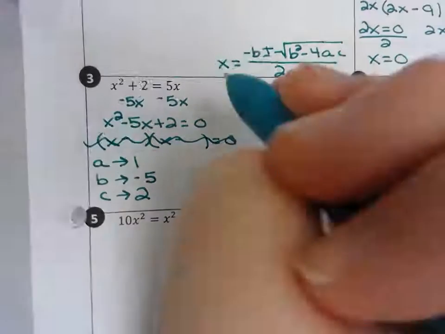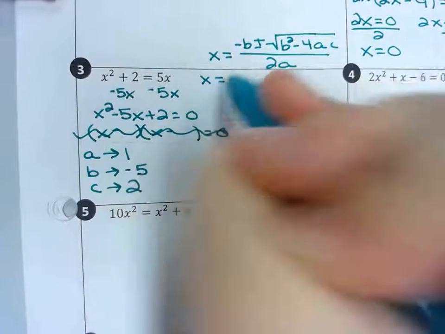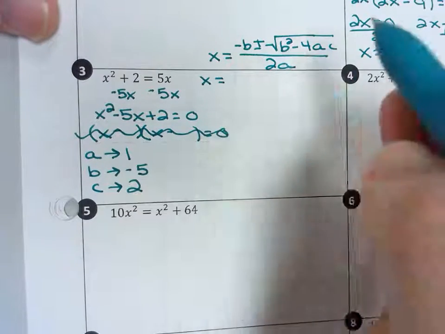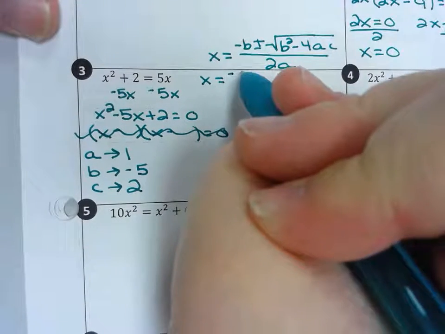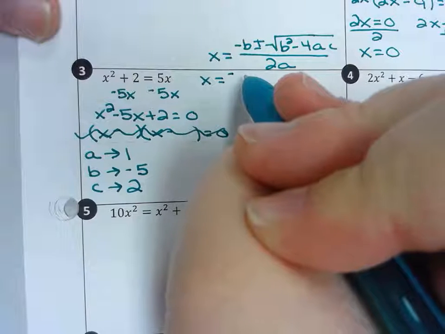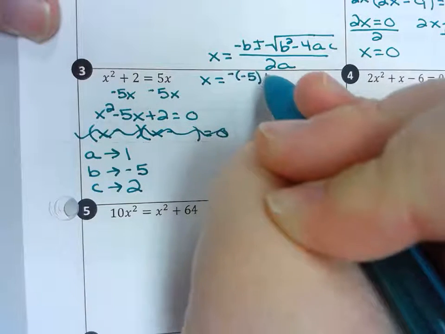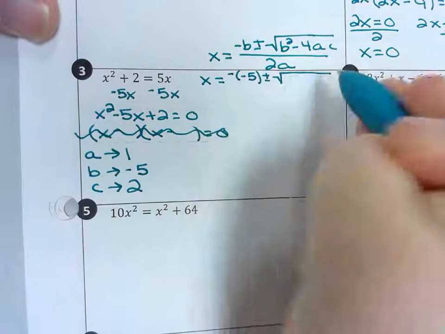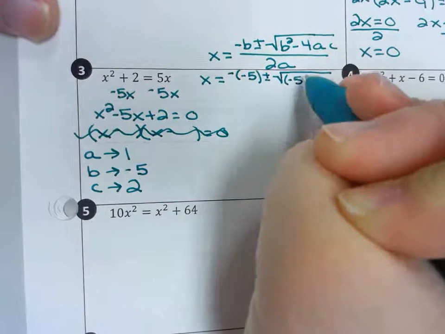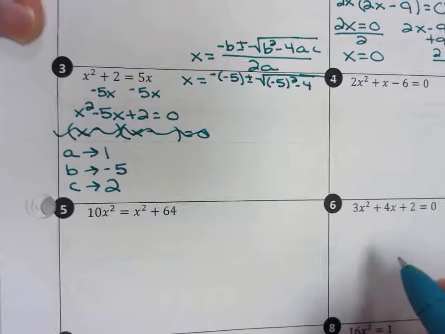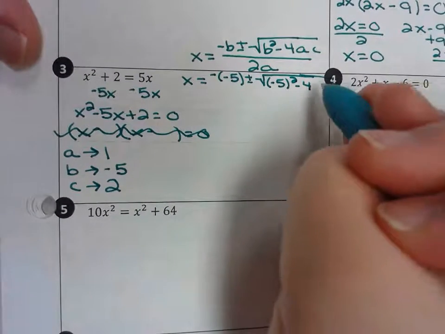Okay, as I start plugging it in, I'm going to have a negative b. What's my b value? Negative 5. So it's negative negative 5 plus or minus the square root of negative 5 squared minus 4 times, what's my a value?